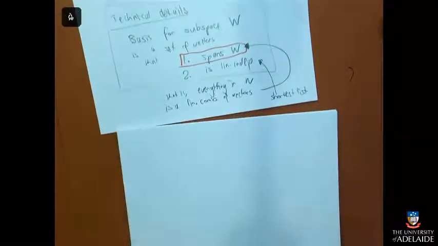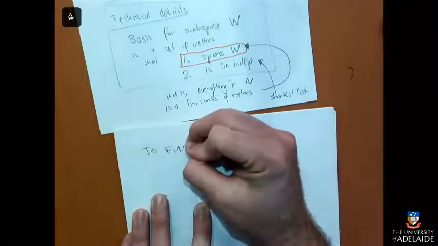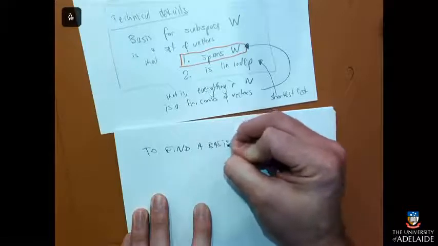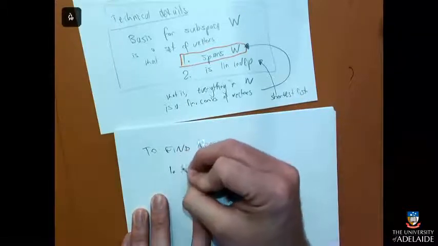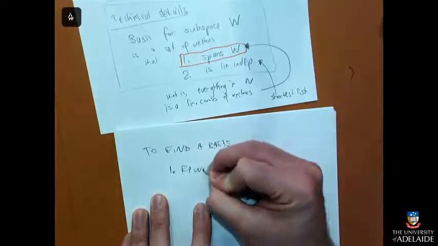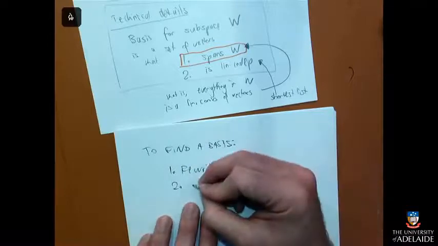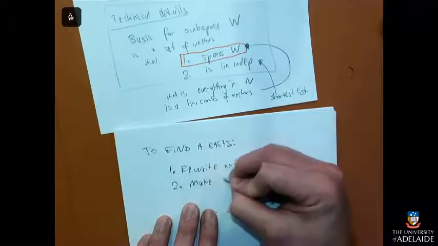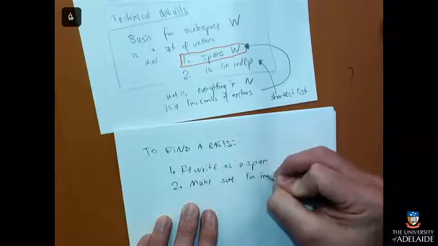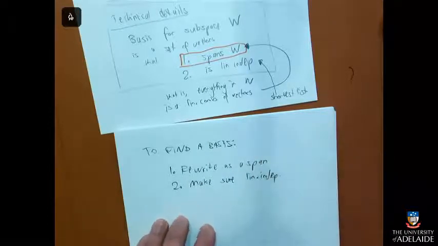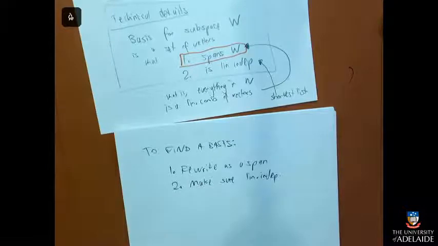Okay, so the first thing you need to do to find a basis is rewrite your subspace as a span. And two, make sure they're linearly independent. There are other ways to find a basis, but they are still based on imagining that it is a span, even if you don't write it as a span. Okay?